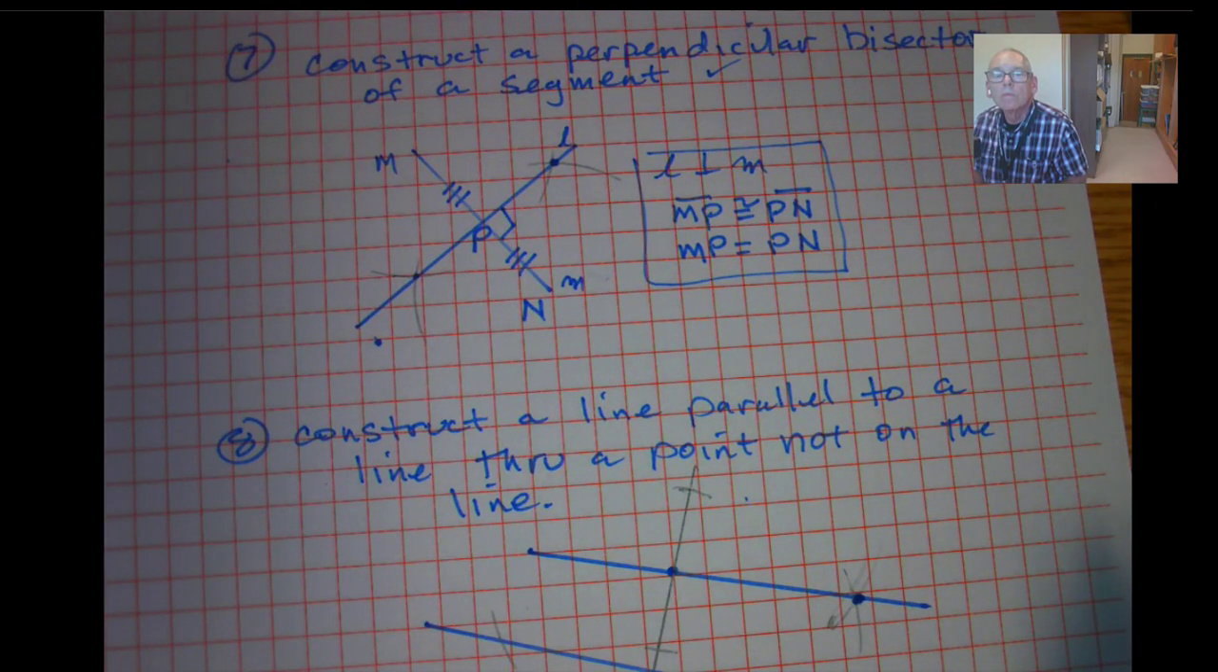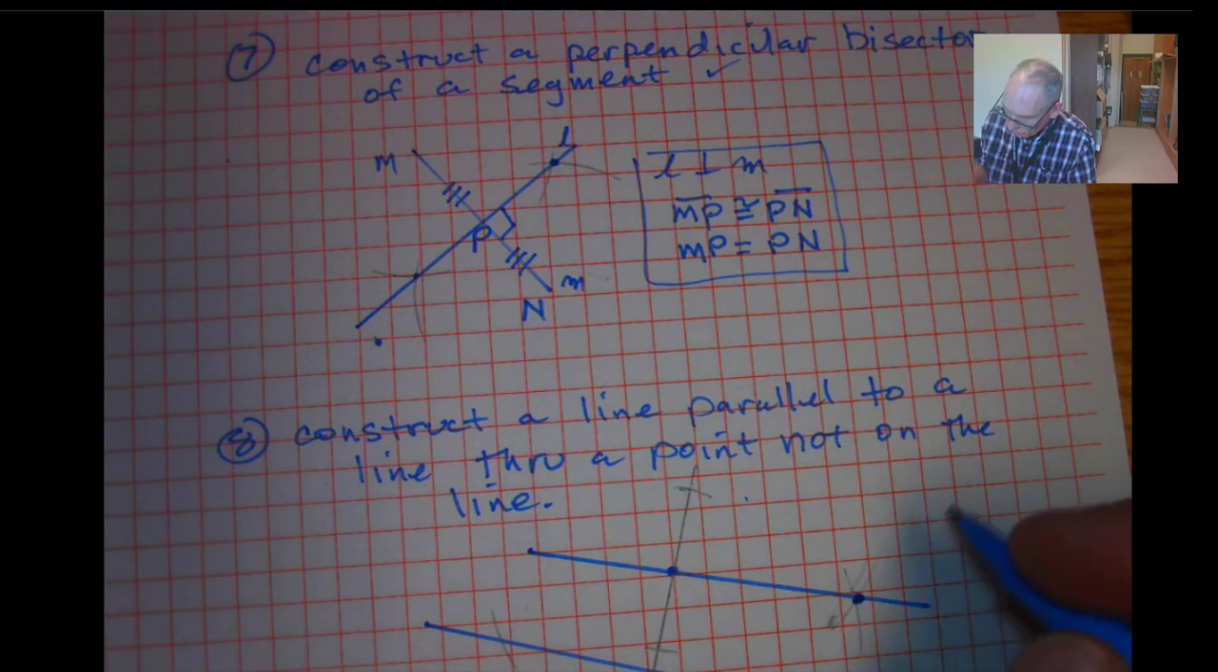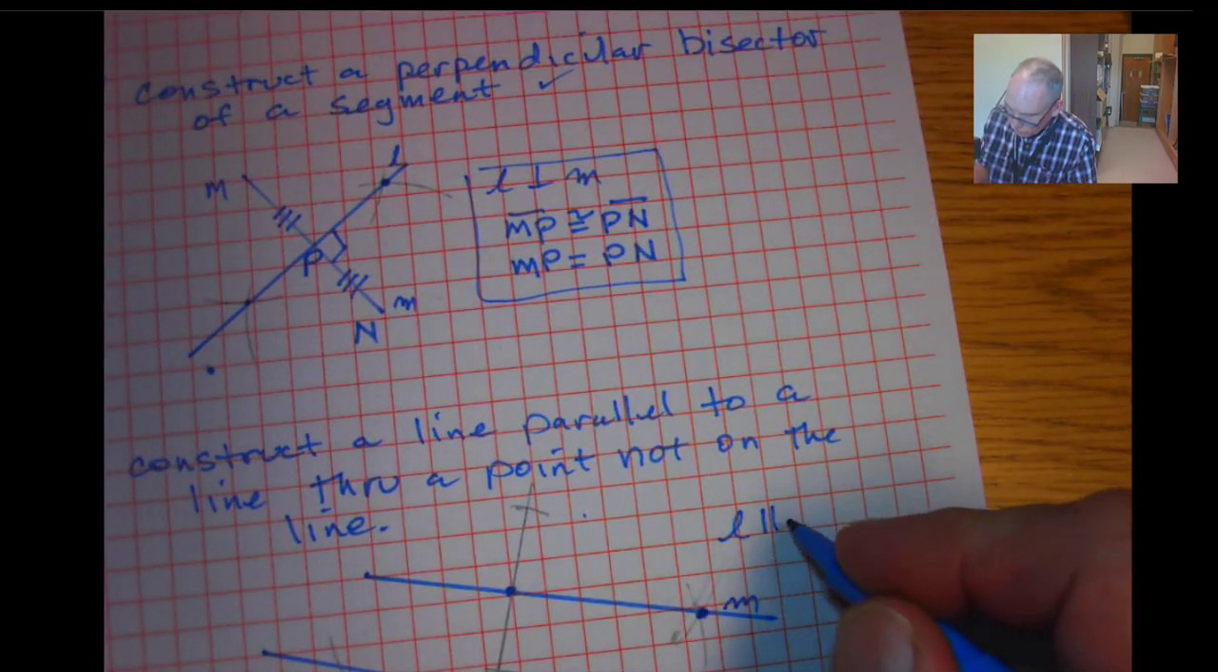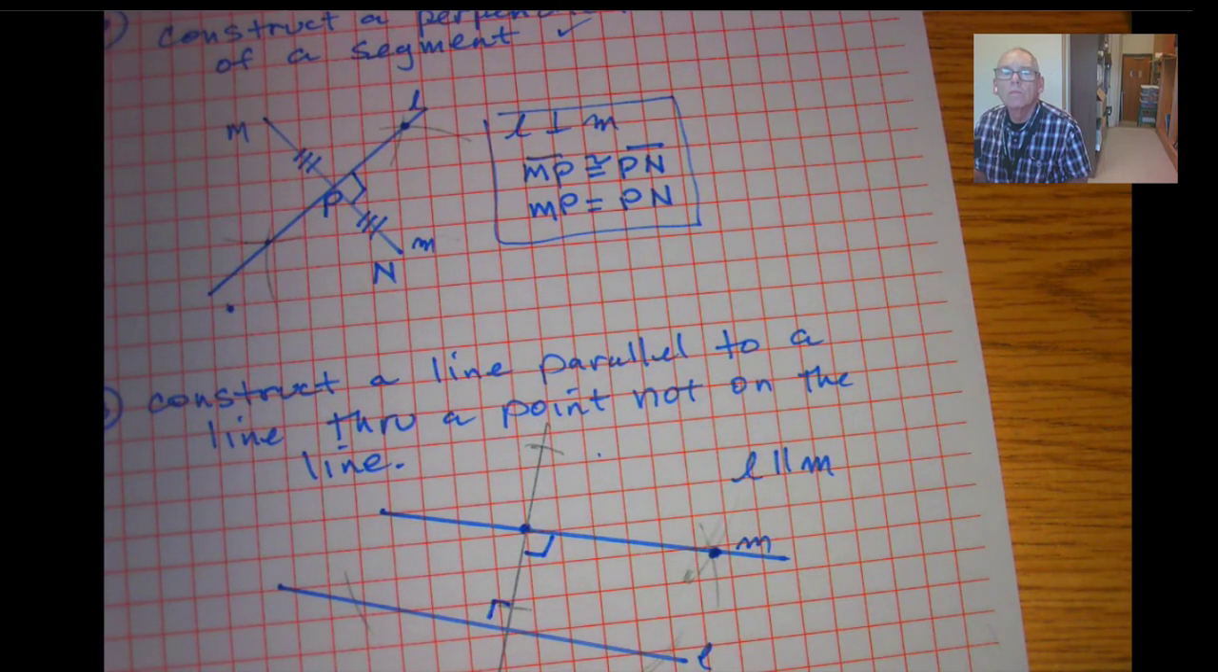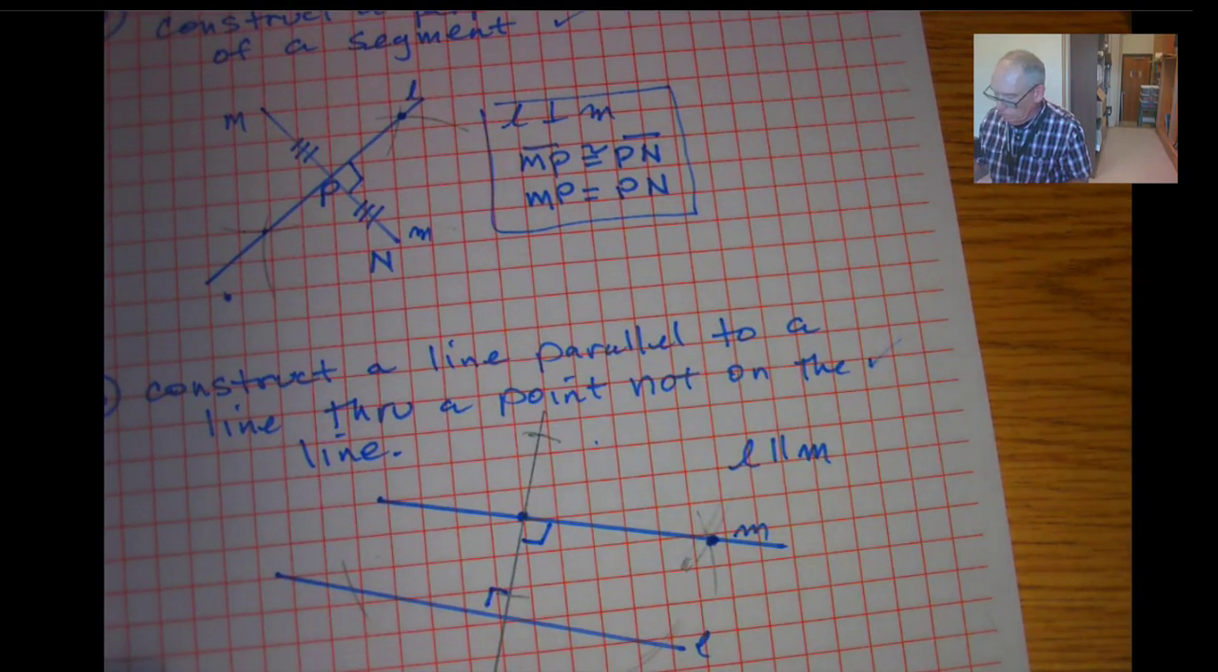So this is the construction that goes with construct a parallel to a line through a point that's not on the line. And we're done.